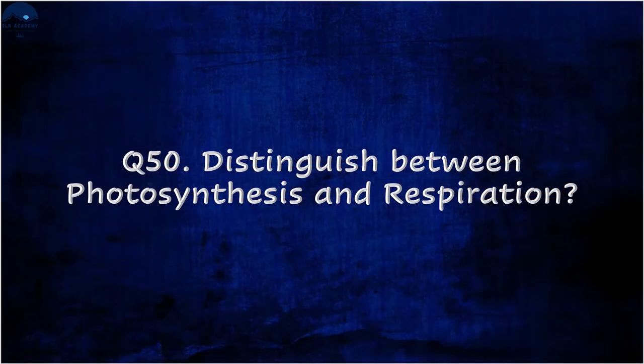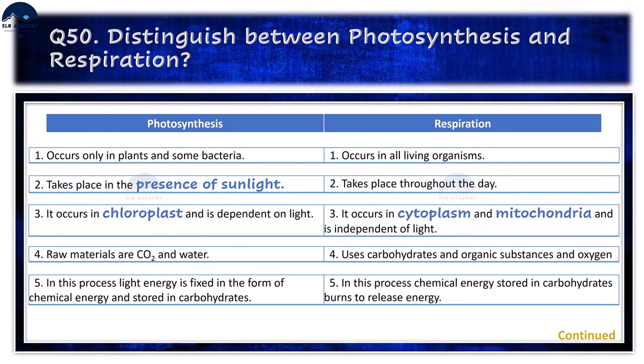Question 50. Distinguish between photosynthesis and respiration. Photosynthesis occurs only in plants and some bacteria. Respiration occurs in all living organisms. Photosynthesis takes place in presence of sunlight. Respiration takes place throughout the day. Photosynthesis occurs in chloroplast and is dependent on light. Respiration occurs in cytoplasm and mitochondria and is independent of light.